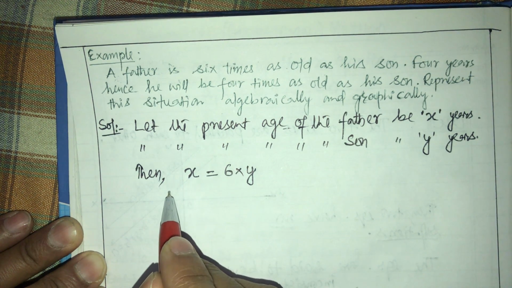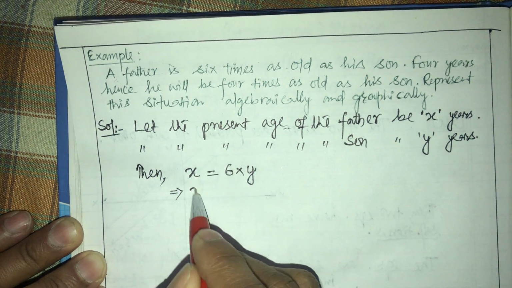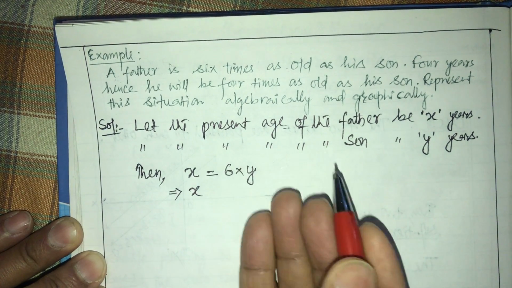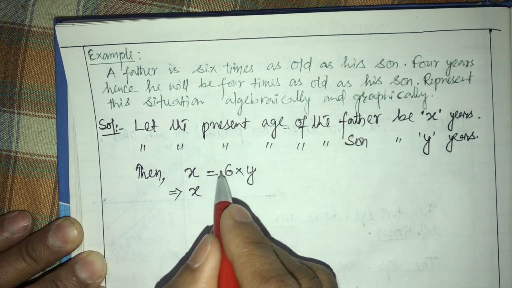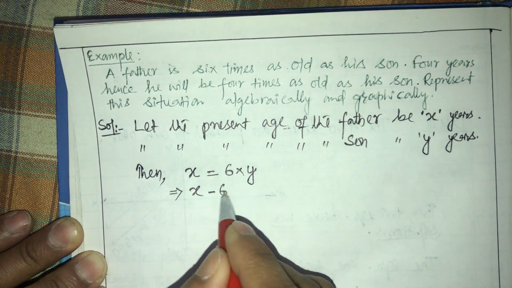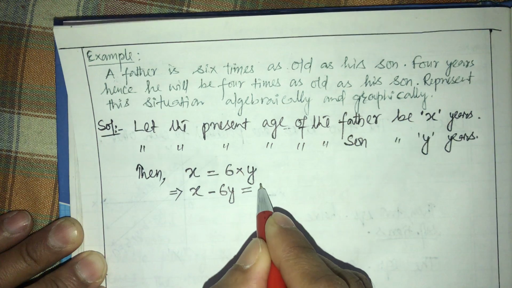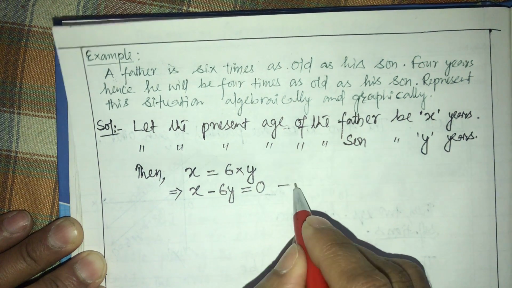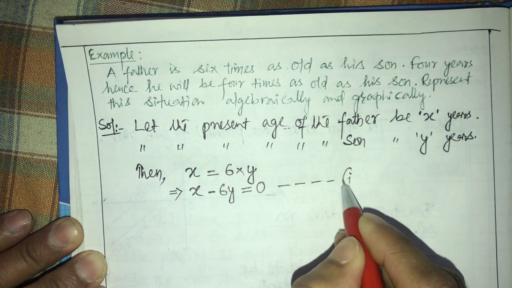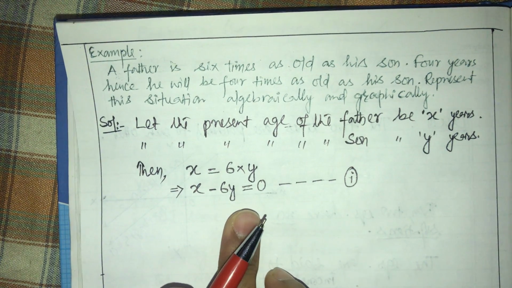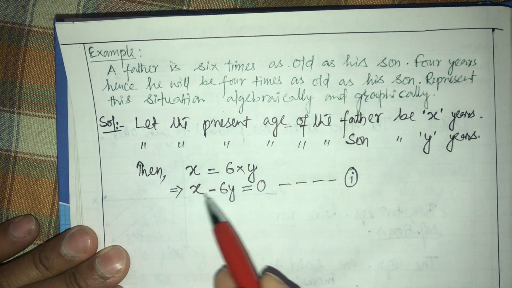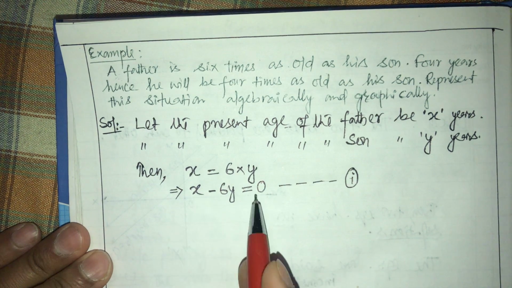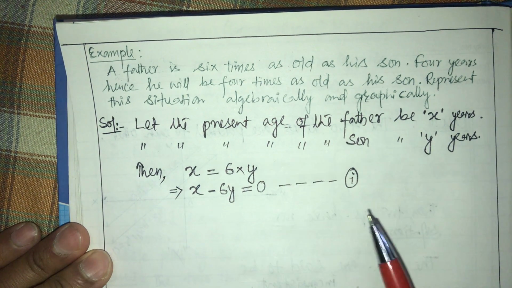Now let's write it in standard form. This implies x equals 6y. Now bring it to the left-hand side. This was plus, so x minus 6y is equal to 0. We don't have any other term. So this is the first equation we got. This is how we convert a statement into an equation. This is a linear equation in two variables x and y. Now we'll go to the second statement.